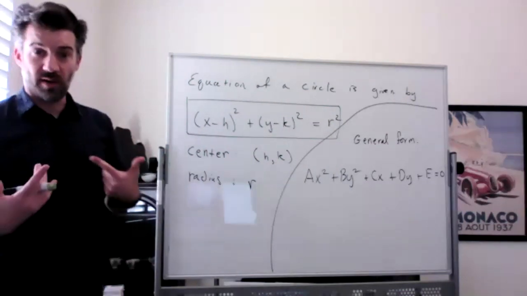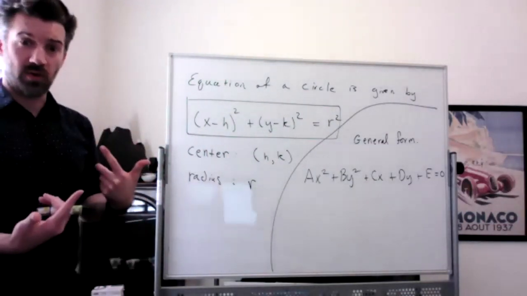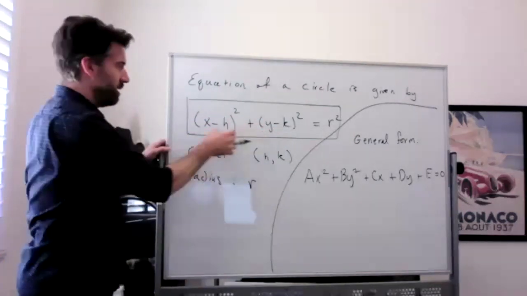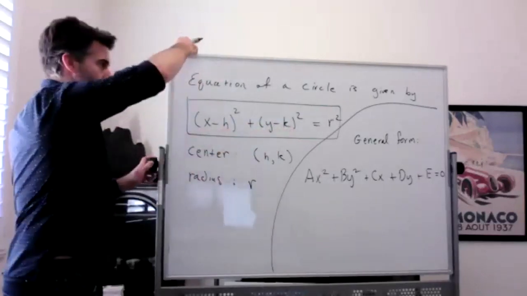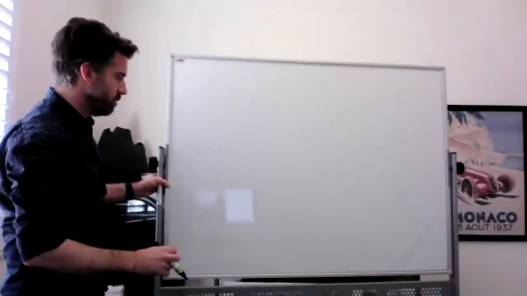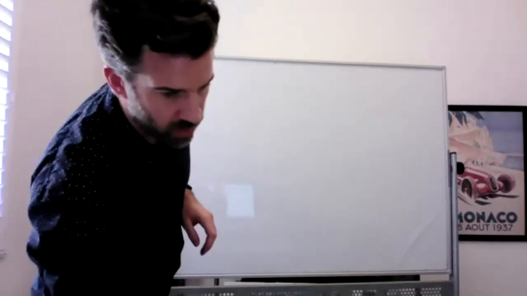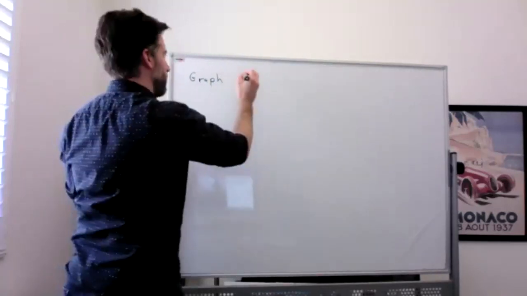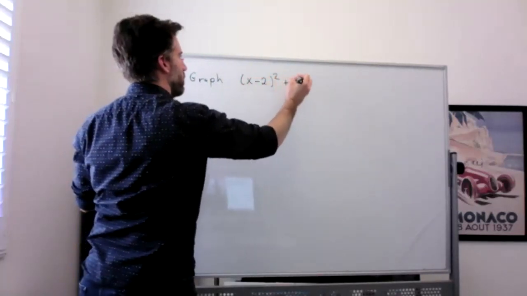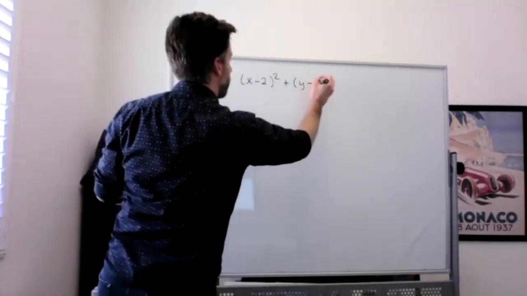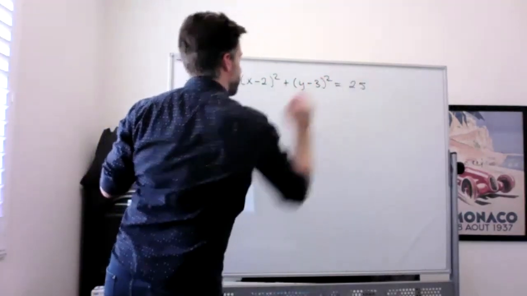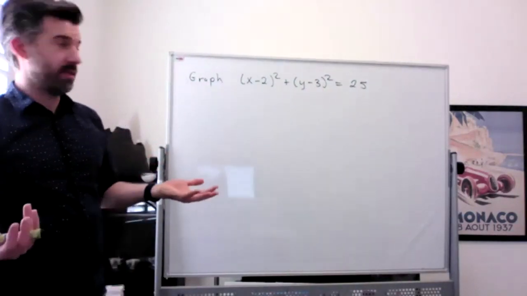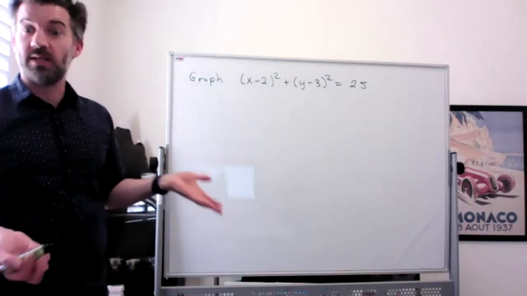The way I usually think about where the center is, it's the x and y coordinate that make each of these things equal to 0. So if x is h and y is k, this is 0 and this is 0. All right, so let's do a couple things. I want to graph the following circle: x minus 2 squared plus y minus 3 squared equal to 25. And to graph a circle, I want to find the center and the radius, because that's really all I need to know to be able to graph it.